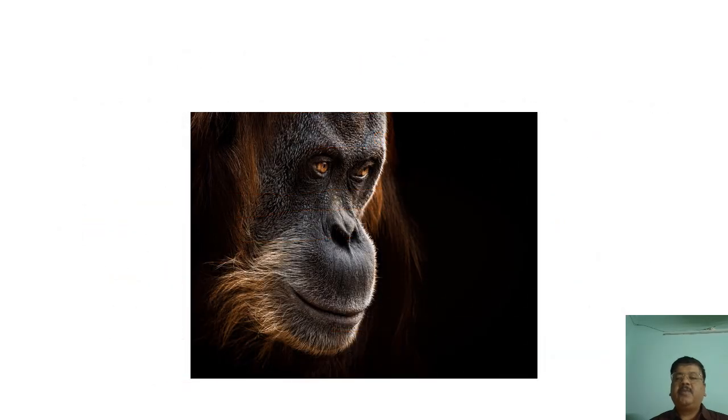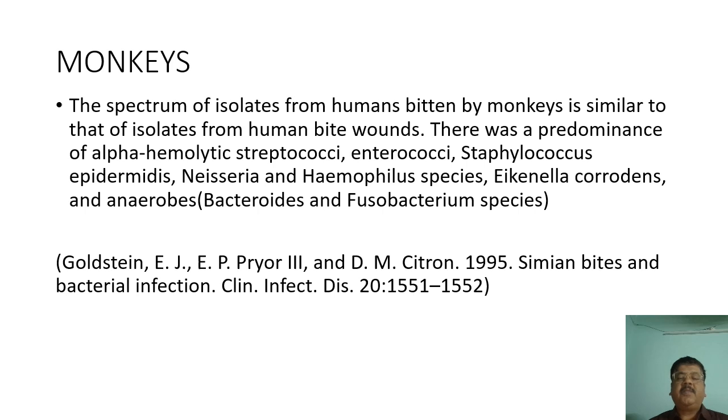Now come to the infections because of the monkey bite. The spectrum of isolates from humans bitten by monkeys is similar to the isolates of human bite. As I have told you in the beginning, first are the commensal organisms present in the saliva or in the throat of the animal, and second is the pre-existing normal flora of the human beings. So alpha hemolytic streptococci are the causative agent, then enterococci, Staphylococcus epidermidis, Neisseria, Haemophilus species, Eikenella corrodens, and anaerobes. In anaerobes, Bacteroides and Fusobacterium species. So these are the causative agents in monkeys.